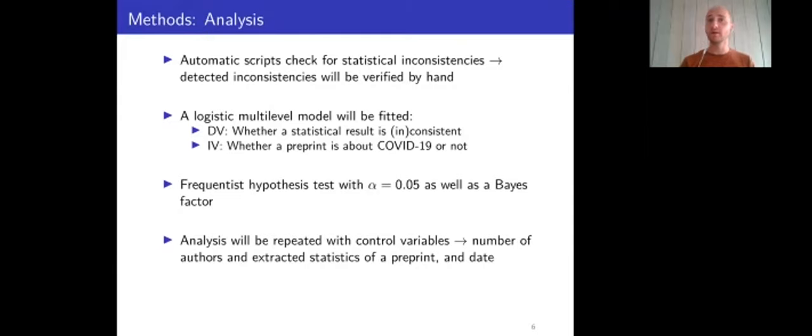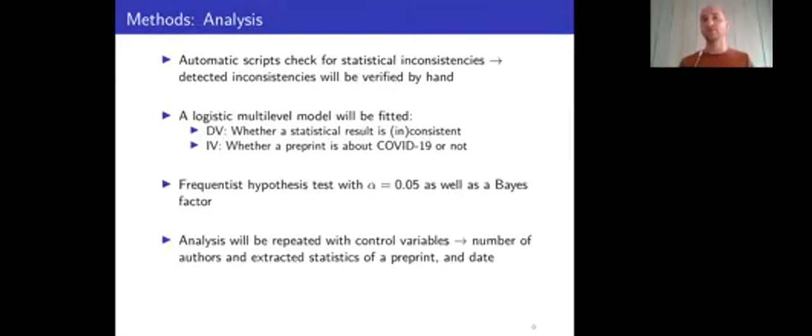And then we will run a frequentist hypothesis test to test our hypothesis with an alpha level of 0.05. And we will also compute a Bayes factor that is comparable to the frequentist hypothesis test. And we repeat this analysis also with including some control variables. So we'll include the number of authors and the extracted statistics of a preprint, and also the date when a preprint was published.